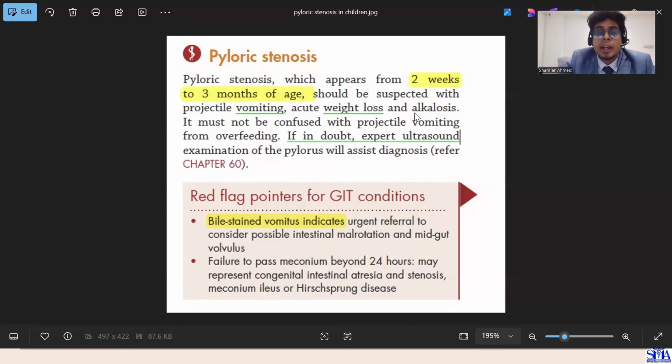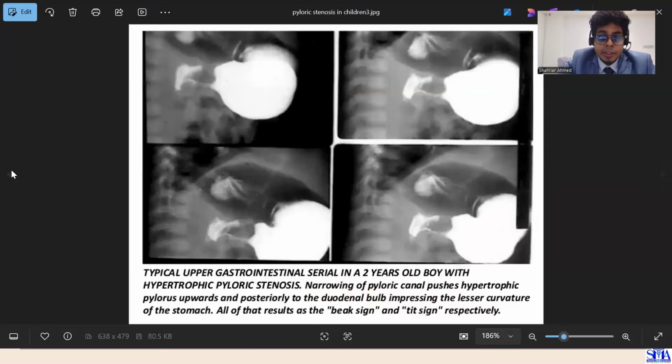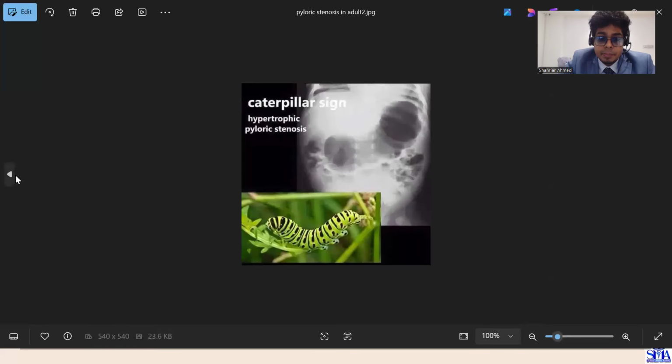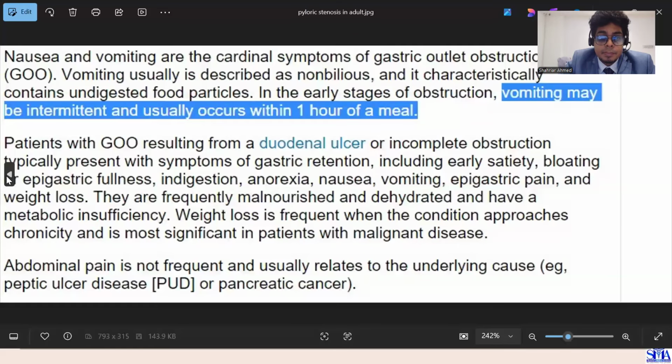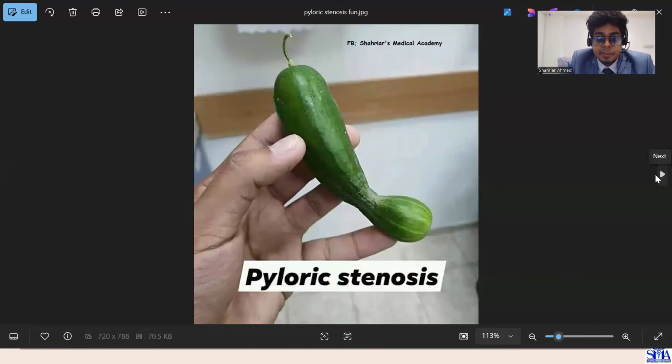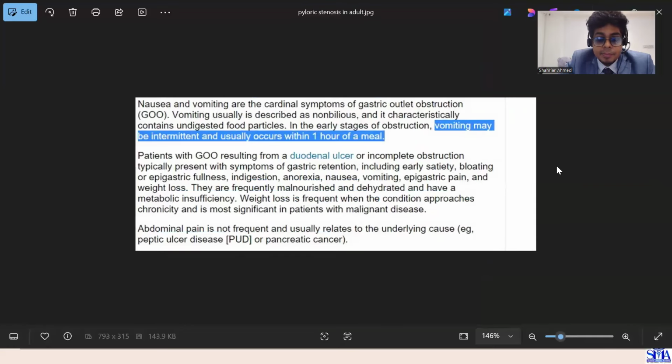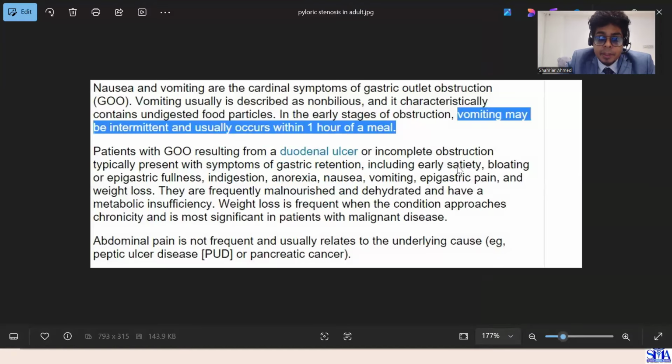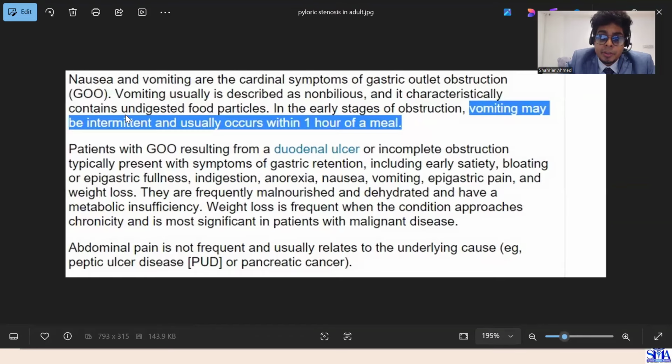Also, if you do more tests, you will find alkalosis in case of pyloric stenosis. Caterpillar sign, it's an interesting picture. One more thing to remember, there's another similar condition, more common in adults, gastric outlet obstruction, with similar vomiting features, just non-bilious, projectile vomiting. But there is a special line for gastric outlet obstruction: vomiting may be intermittent and usually occurs within 1 hour of a meal. Please mark this line.